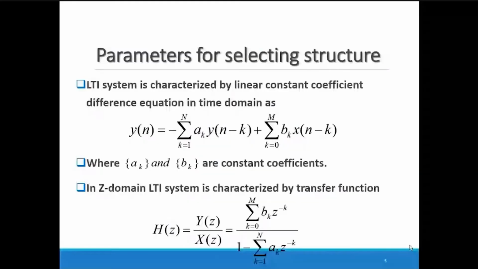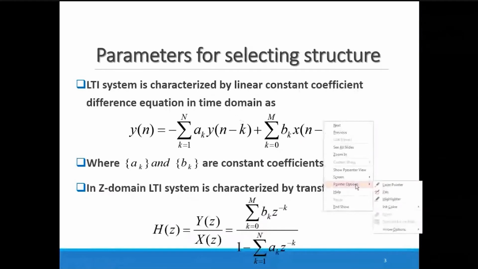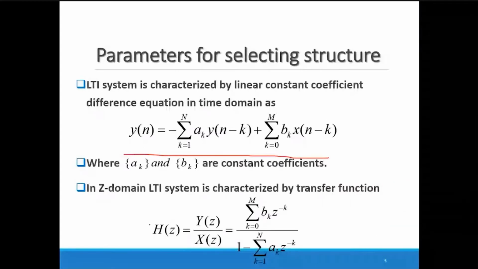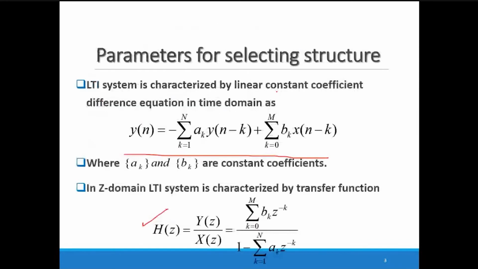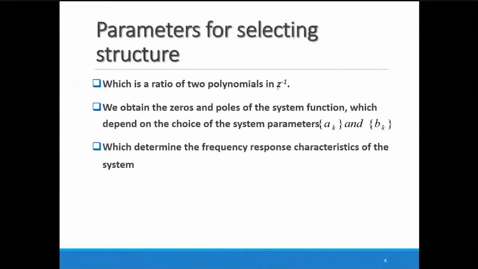So again we start with this. An LTI system is characterized by this equation, which we use in the time domain, and the same representation I have shown as the transfer function H(z) = Y(z)/X(z). The parameters for selecting the structure are as follows: the transfer function is the ratio of two polynomials in z inverse, or z^(-k) in general. We obtain the zeros and poles of the system function, which depend on the choice of the system parameters, that is the coefficients a_k and b_k.